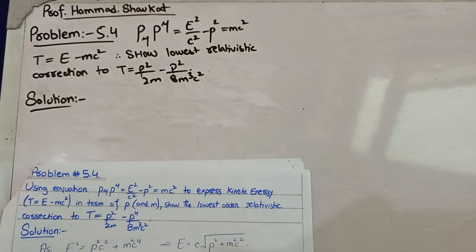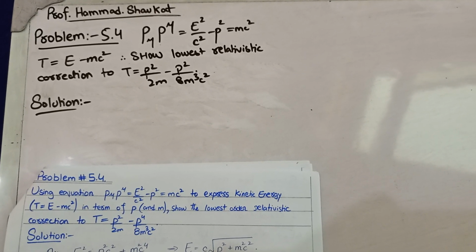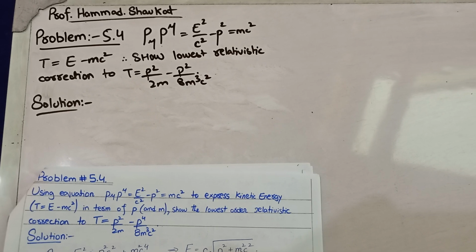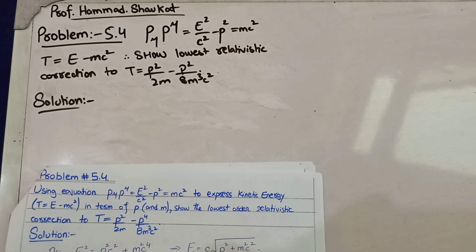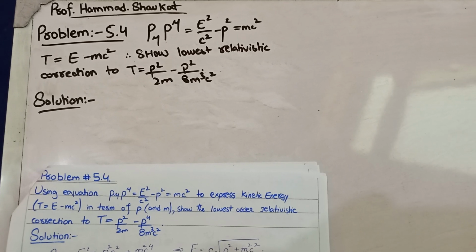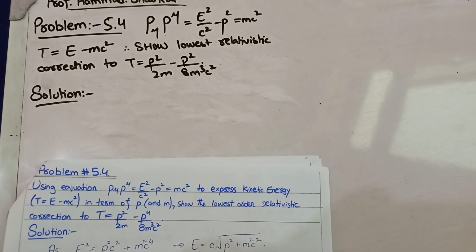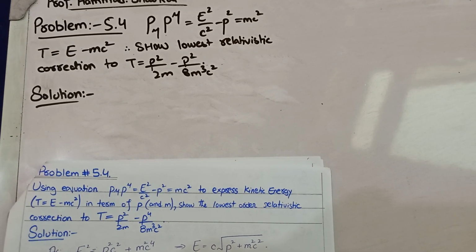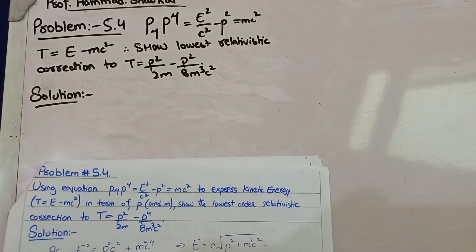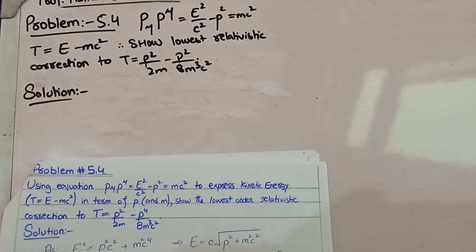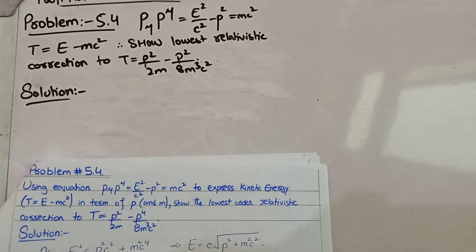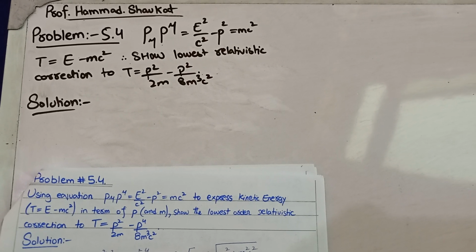What it says: using the given equation, express the kinetic energy T equals E minus mc² in terms of p and m. You have to show that the lowest order relativistic correction is approximately T equals p²/2m minus p⁴/8m³c². So you have to show this and express your kinetic energy term in this relation. Let's solve our problem.